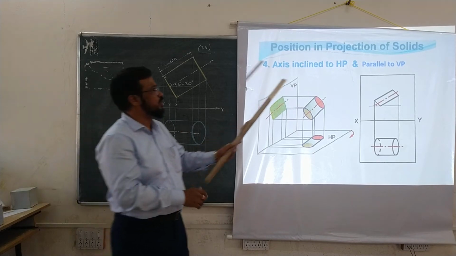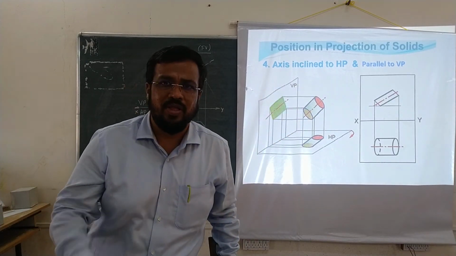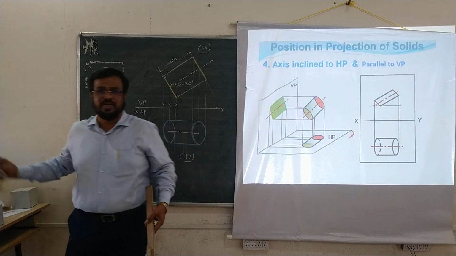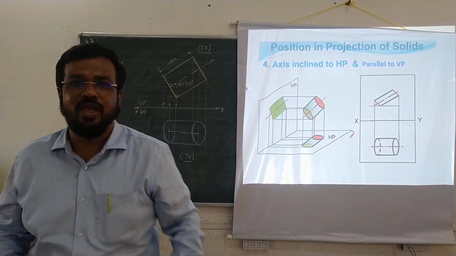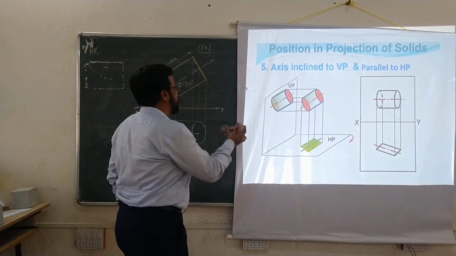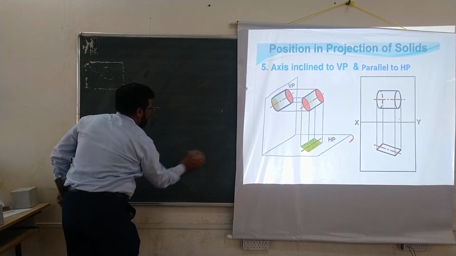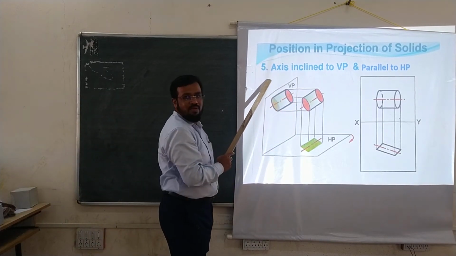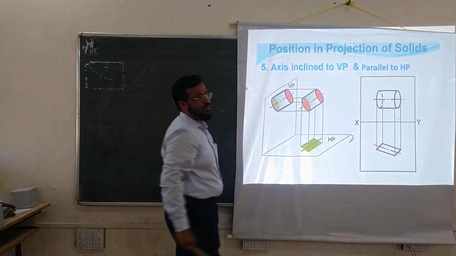So this is your condition number 4, when the axis was inclined to HP and parallel to VP. In the next condition, we are going to change the position of the object. In the next condition, the axis will not be inclined to HP, but it will be inclined to VP. So with this we may proceed. Condition number 5. This is condition number 5. Now the axis is inclined to VP and parallel to HP.